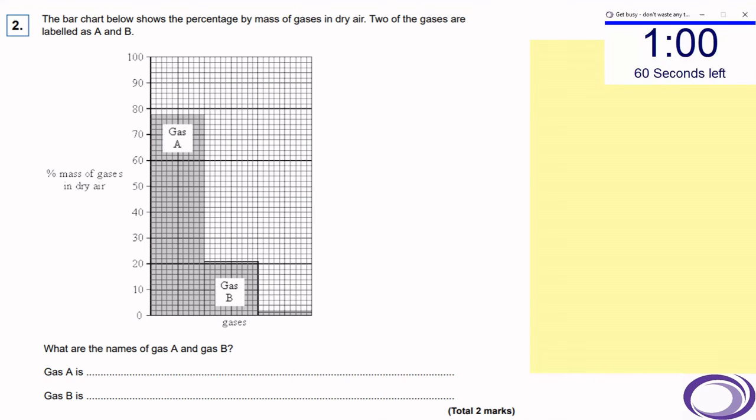The bar chart shows the percentage by mass of gases in dry air. Two of the gases have been labelled as A and B. What are the names of gas A and gas B?